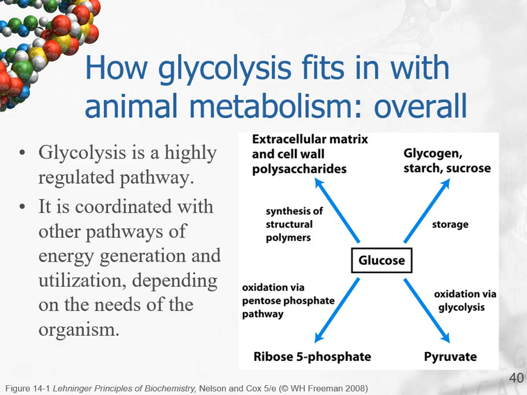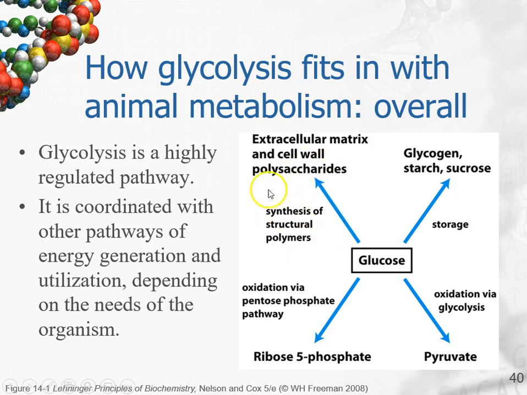So how does glycolysis fit in with animal metabolism? We started our lecture this way and we're going to end it here. Glycolysis is highly regulated. We need to coordinate glycolysis with all of these other pathways. This is glycolysis right here, glucose to pyruvate. But glucose makes glycogen. If you're a plant, it makes starch and sucrose. If you need ribose phosphate, you go through the pentose phosphate pathway.